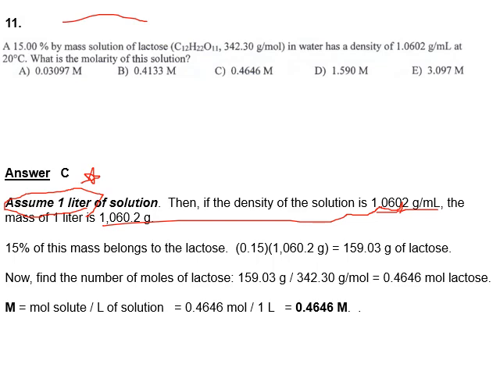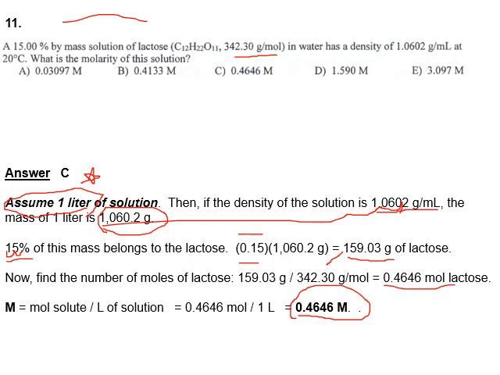Out of that 1,060.2 grams, 15% is going to be lactose. So multiply by 0.15, which is what you get when you convert 15% to a decimal: move the decimal back 2 places to the left and get rid of the percent sign. Multiply that by 1,060 and you get 159 grams of lactose, which you then divide by 342, the molar mass of lactose given here. That gives you the number of moles of lactose, already in 1 liter of water, so you're finished. If you have 0.4646 moles of lactose in 1 liter, then by definition the molarity is 0.4646.